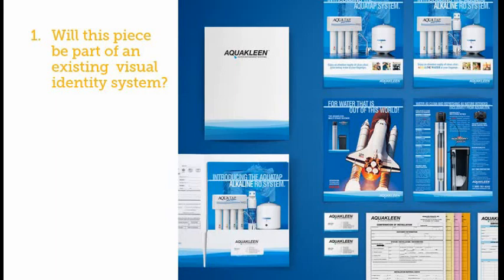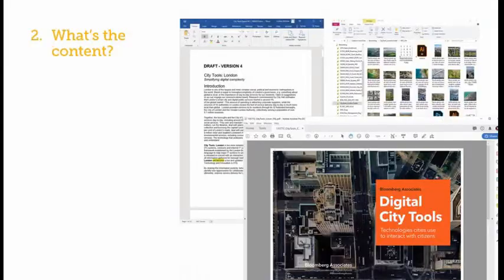The next consideration is, what's the content? So you, designer, have to read the content of whatever you're designing. There's no way that you can start figuring out the best way to help a reader read the content if you yourself have no idea what it says, right? So you have to understand the hierarchy of information, what types of information is included.